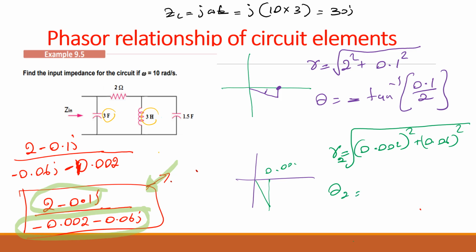Agree? Sorry, it's the other way around. So you have to tell me when I do something wrong. It's somewhere here, isn't it? And your theta will be all the way here as a positive theta. You can consider it as theta 2 is 180 plus tan inverse 0.06 divided by 0.002. Agree? This will be your theta 2, isn't it? Am I right?